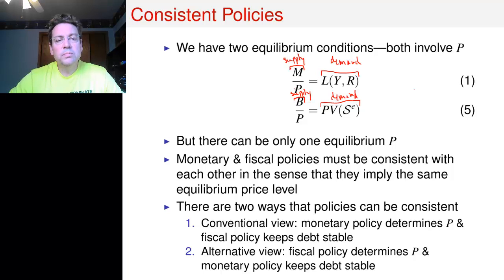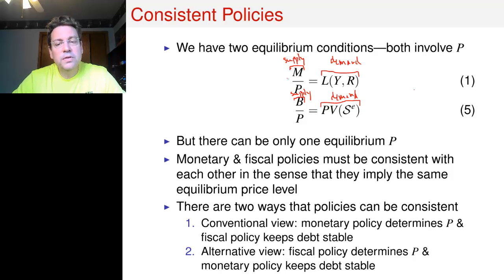Now you'll notice that P, the price level, appears in both of these expressions. But there can only be one equilibrium price level in the economy. So the price level that is consistent with equating supply and demand in the money market has to also be consistent with equating supply and demand in the bond market.